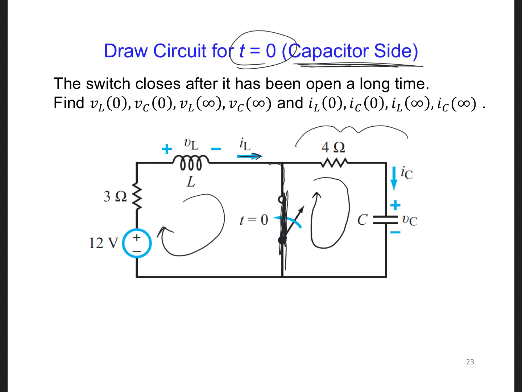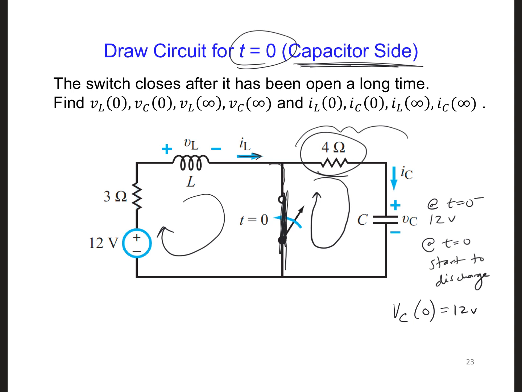That is this side. The capacitor was at 12 volts right before the switch was closed. So I'll say at t equals 0 minus, it was at 12 volts. So at t equals 0, it will start to discharge, and it's only going to discharge into this 4 ohm resistor since that's all it's connected to. So now we can say VC of 0 is equal to 12 volts.